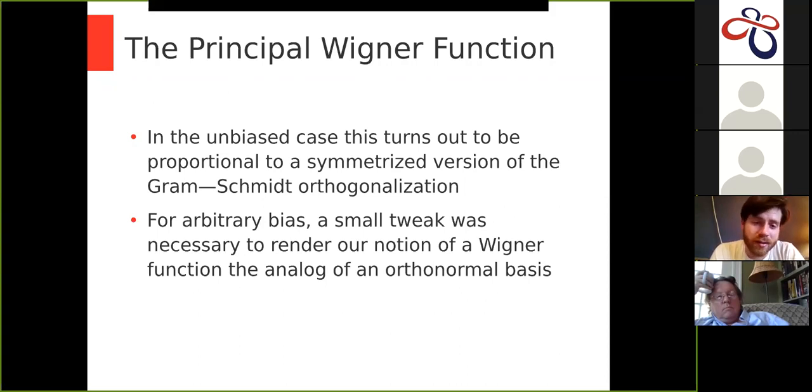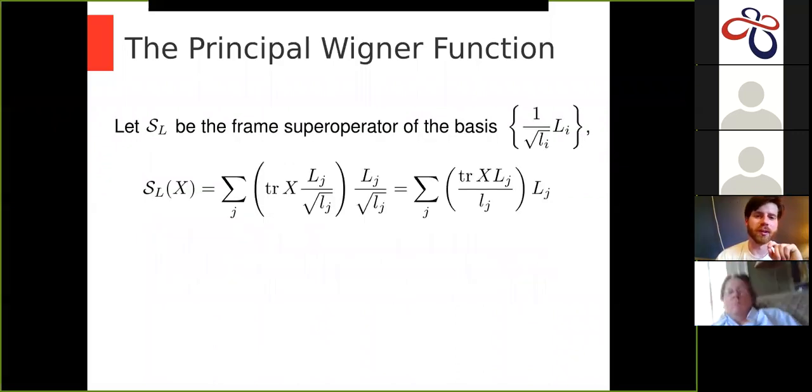For an arbitrary bias, however, precisely the same thing doesn't work. A small tweak was necessary to render our notion of a Wigner function the analog of an orthonormal basis. So the Gram-Schmidt orthogonalization gives you an orthonormal basis. The Wigner function is not orthonormal. In the unbiased case, it just required a uniform rescaling. But in the biased case, you need to be a little bit more careful and do a sort of element-wise rescaling. So now this is maybe the most technical few slides.